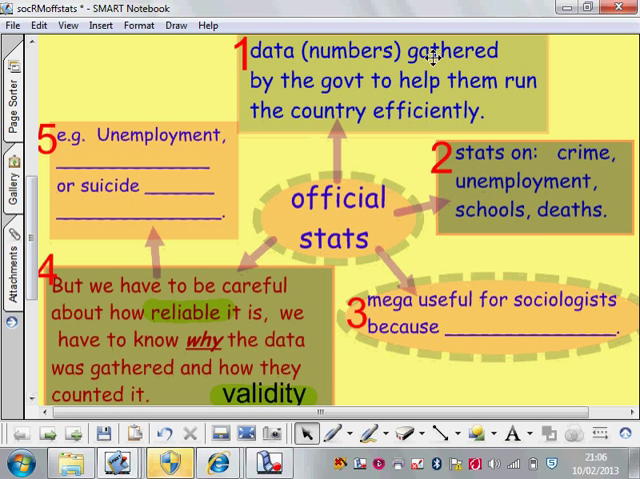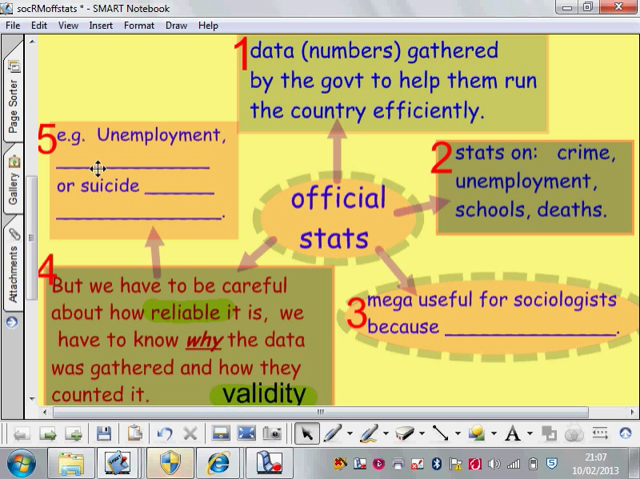Official stats are the data, the numbers gathered by the government to help them run the country officially. So it's stats on crime, unemployment, schools, deaths. Mega useful for us in sociology because there's tons of it and it's all done for you. It's free. Brilliant. But we have to be careful how reliable it is. We have to know why the data was gathered and how they counted it. We have to know about its validity.